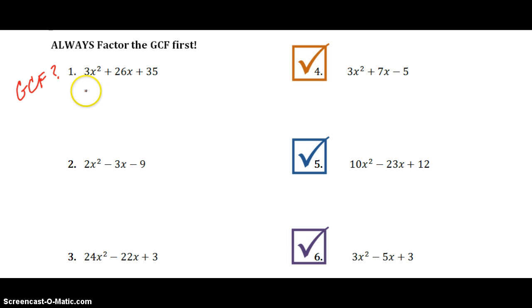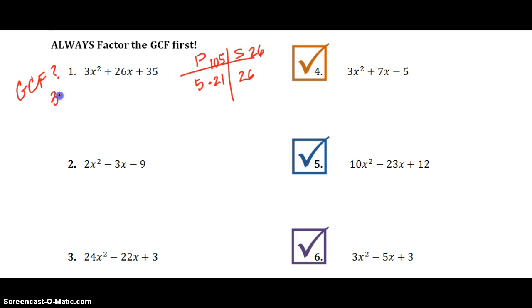Alright, so I now need, for my product and sum, 3 times 35 is 105. That's the product I'm looking for, and I want their sum to be 26. So multiples of 105, since it ends in 5, let's try 5. 5 goes into 105 21 times, and guess what? 5 plus 21, it makes 26. So it's my lucky day.